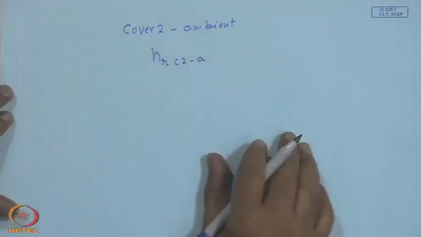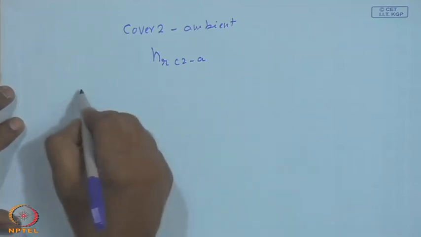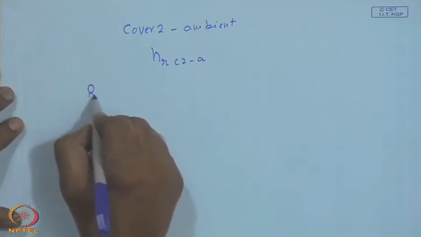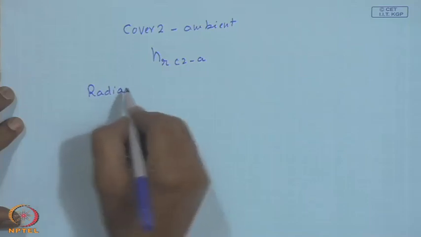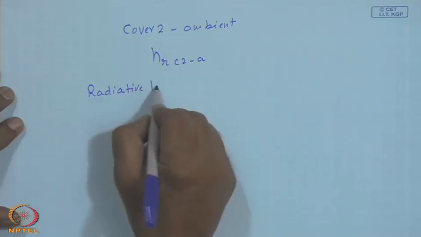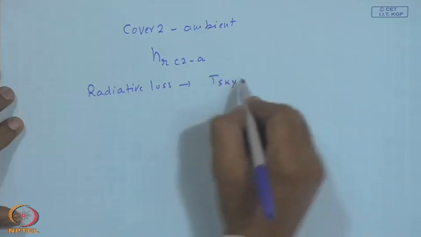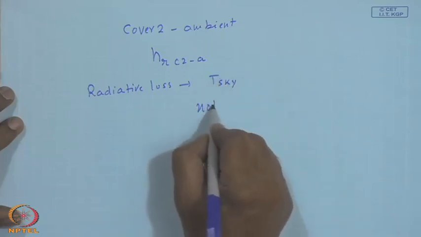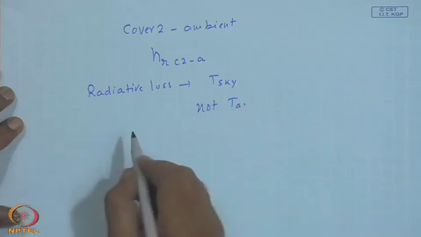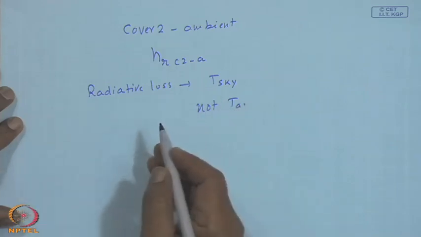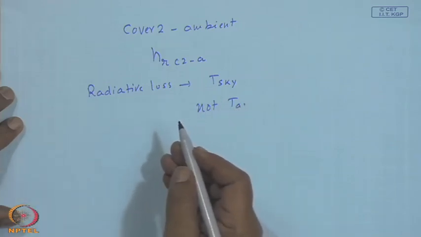which we shall designate as HR C2 A. Now, we have already expressed that this radiative loss is to T sky and not T ambient. But since we want to write everything as overall loss coefficient multiplied by T p minus T a or T f minus T a or T f I minus T a, we would like to base it with respect to the ambient temperature.